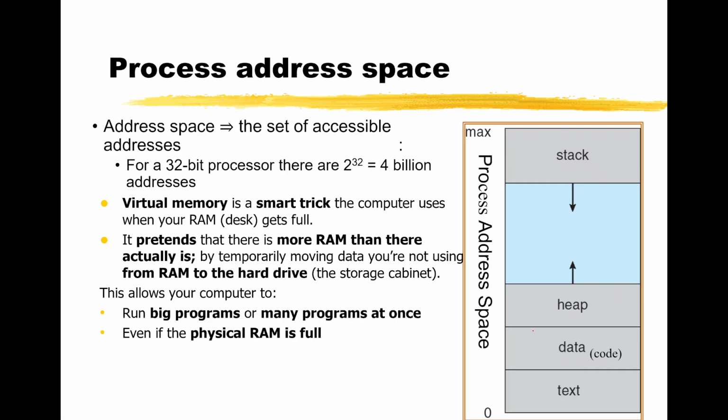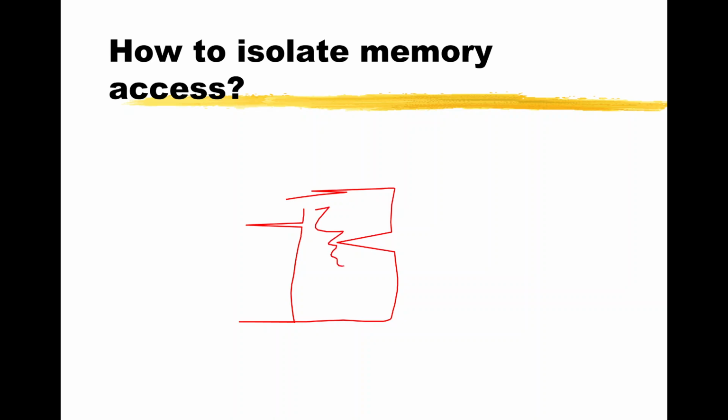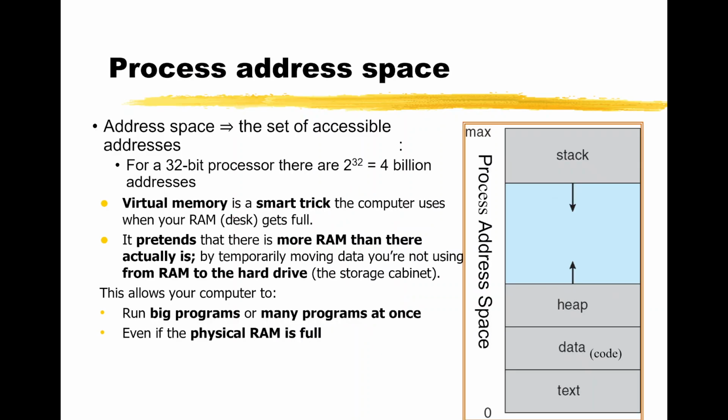How do we isolate memory access? The next topic is memory management. How do we make sure that the processes do not jumble up and mix together? There's a compartment for each process, because you can't just have all the processes in one big system all reading everything. It would be too much, so there has to be some management. How that is done is using address space, which is a set of accessible addresses.